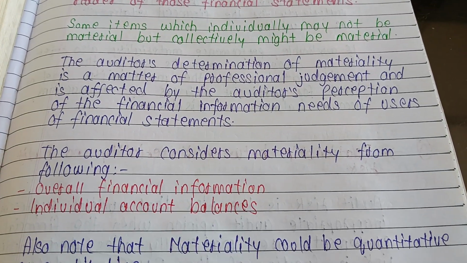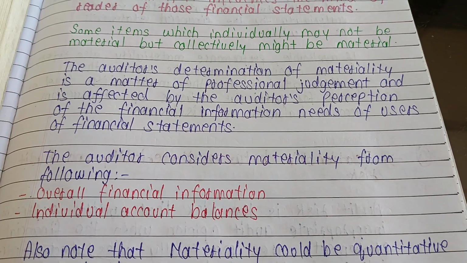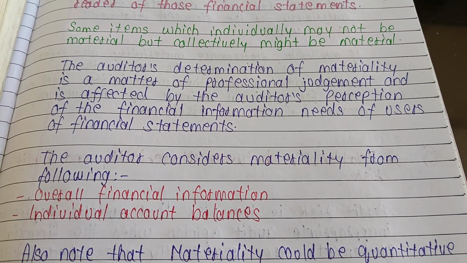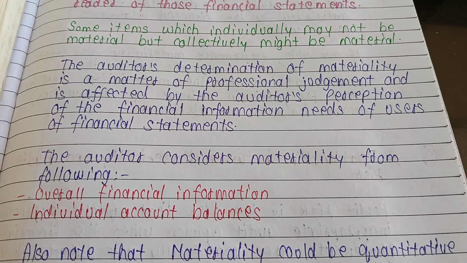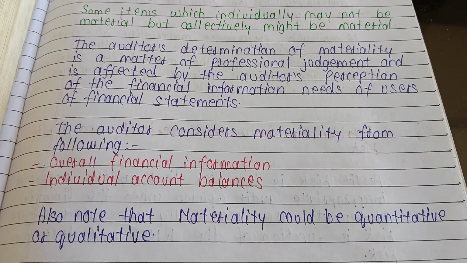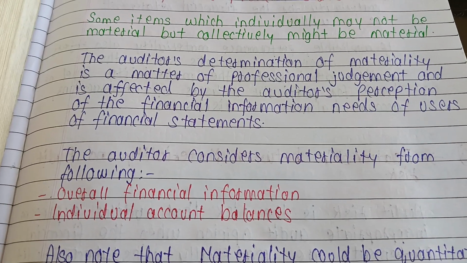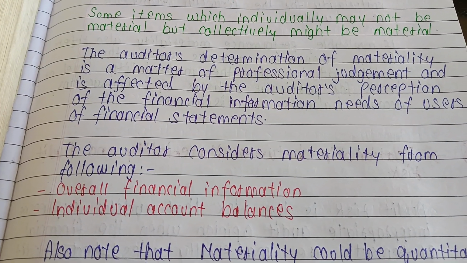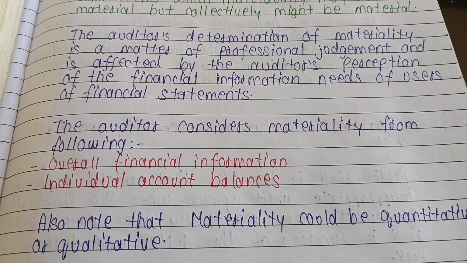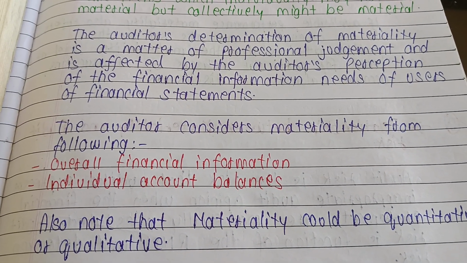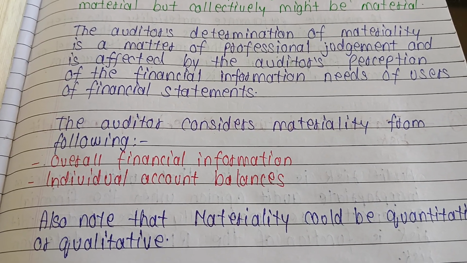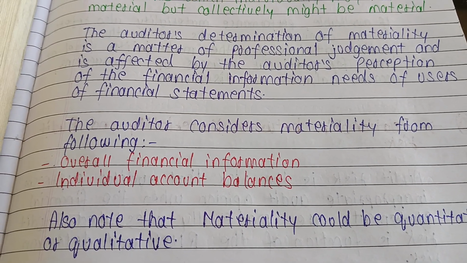The auditor considers materiality from the following perspective. That is, one is overall financial information, and the next is individual account balances. Also, note that materiality could be quantitative or qualitative. Sometimes statutory provisions also contain the element of materiality criteria. The concept of materiality is not judged from just one point of view, but it is a result of interacting forces and factors.